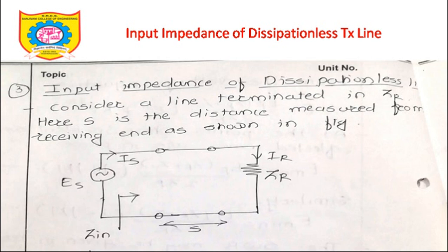So this is the receiving end, these two bubbles if you are able to see. I want to calculate the input impedance at this particular point, from the observer. So Z in, this is ZR, and this is a section of the transmission line, located at a distance of S from the receiving end. Once that is clear, ES is the source voltage and IS is the source current.